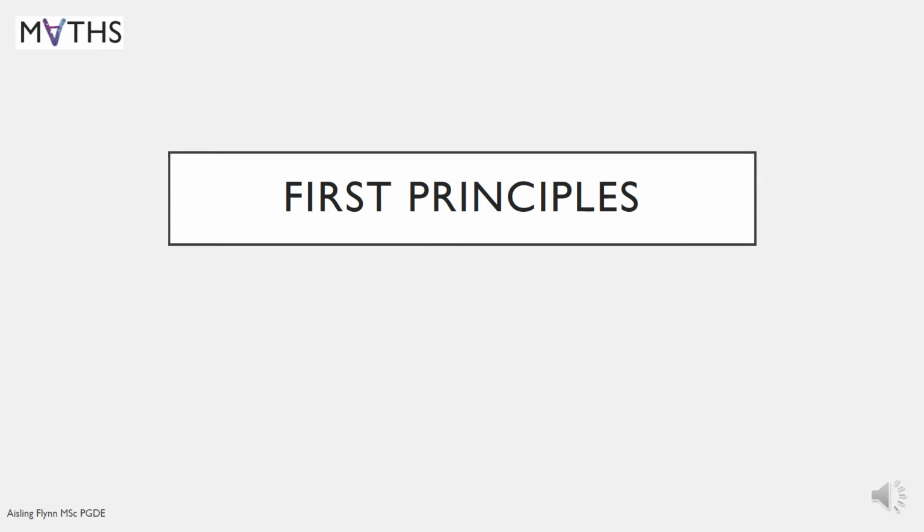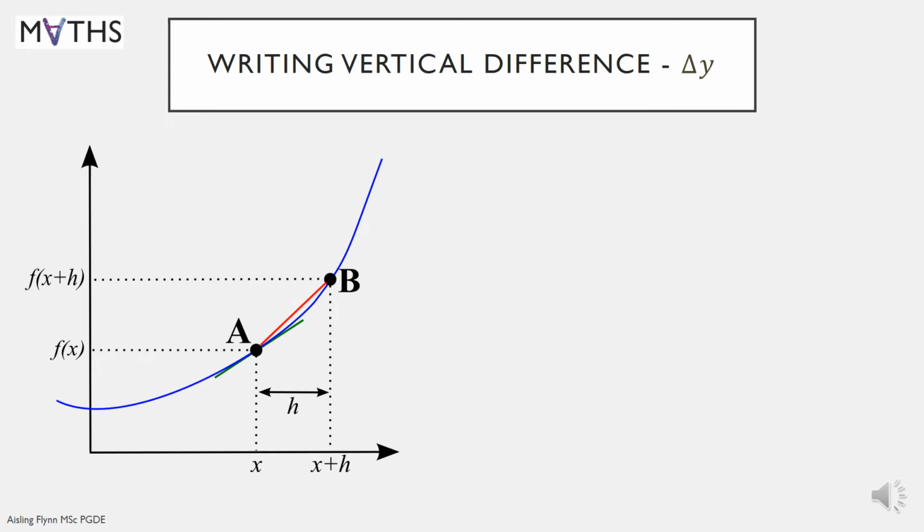First principles. So we're going to attempt to do what we saw in the first slide there by first principles, and we'll go through each step. The first step is to examine the vertical difference, to give us the rise part for our slope. And we're going to use this graph to help us.